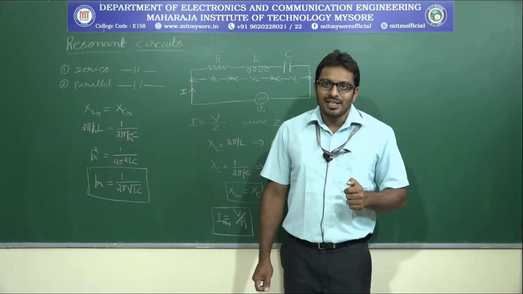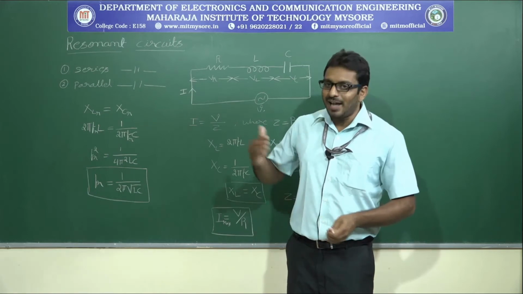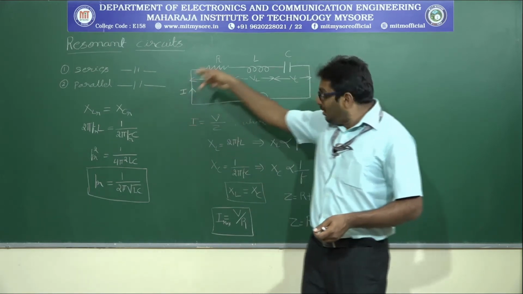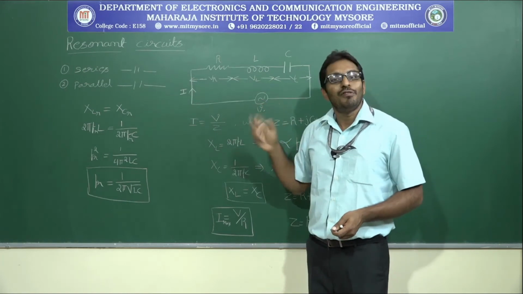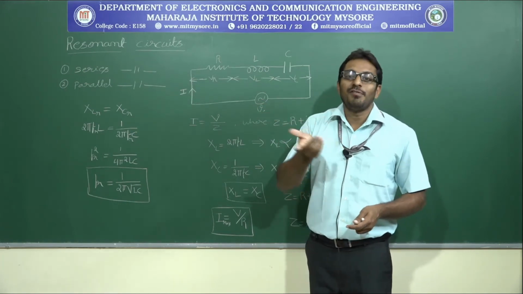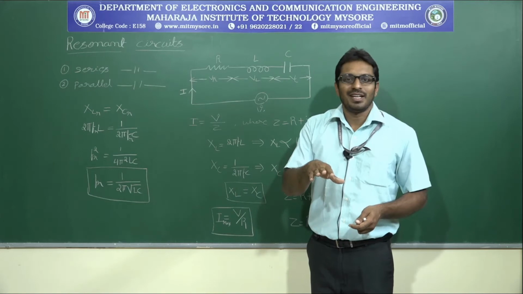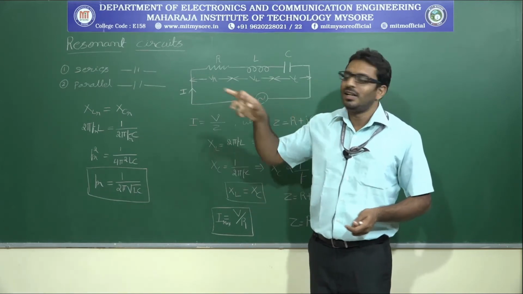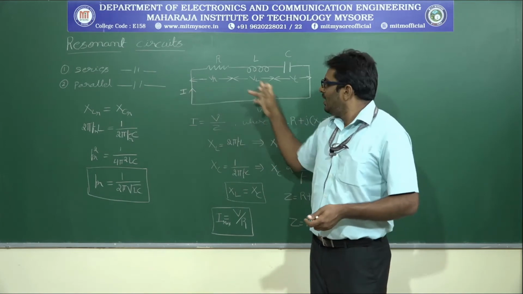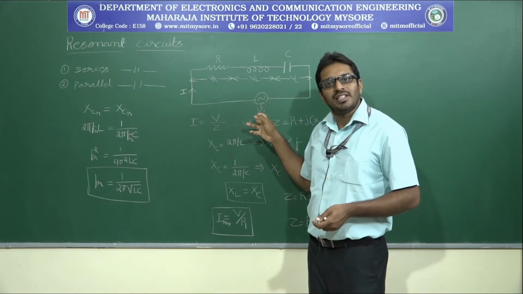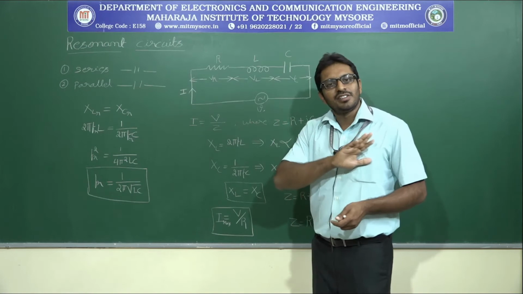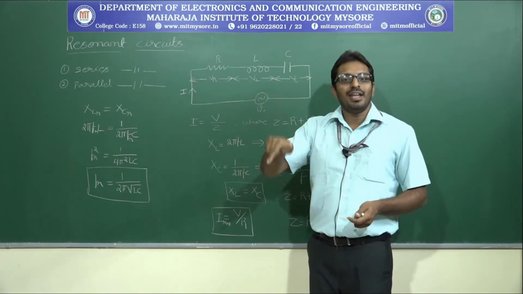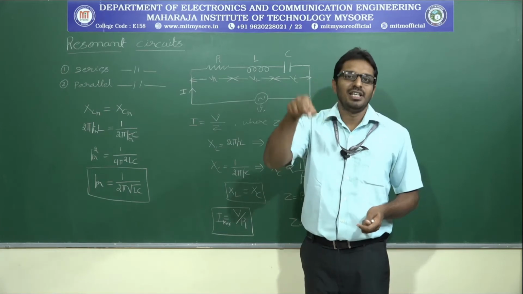Now try to understand this sentence. At resonance, the supply current, I mean the response, that is nothing but current, is in phase with voltage. In phase means what? The phase difference is 0. Is it clear? That is obtained only at resonant condition. The supply current is in phase with supply voltage at resonant condition. There is no phase difference between current and voltage. Both are in phase. The phase difference is 0.